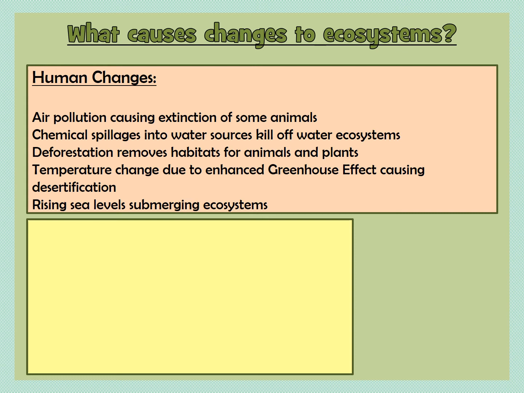Removal of trees destroys habitats for plants, but also animals like orangutans. Temperature change, a really topical thing for the topic that we've just finished, because of the enhanced greenhouse effect. Remember, the greenhouse effect itself is normal, but the enhanced one, where we are contributing to it with our greenhouse gases, is a human change. Rising sea levels as a result of that, and the melting ice caps, water finding its way into the sea, rising the sea levels and submerging entire countries and the ecosystems that go with those countries.